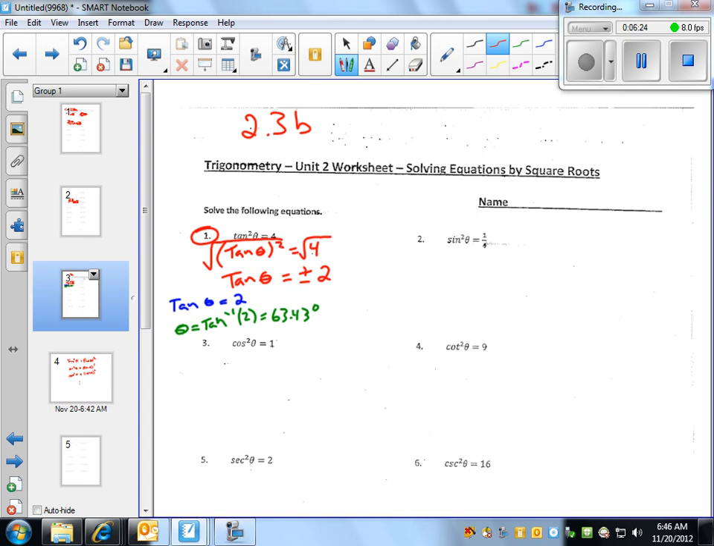Now ultimately in this problem, I'm not looking for the reference angle per se. I'm looking for when does tangent equal plus and minus 2. And so if you remember back to our solving basic trig functions, tangent is positive in quadrant 1 and in quadrant 3. That's where the tangent is positive. And I found a reference angle for that positive to be 63.43.